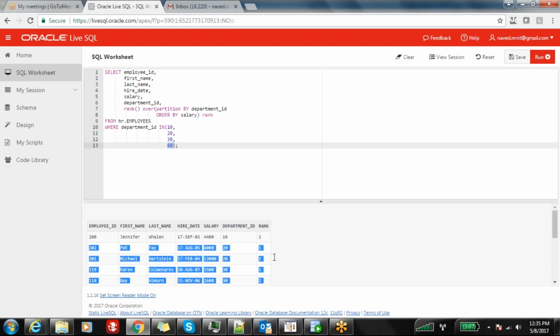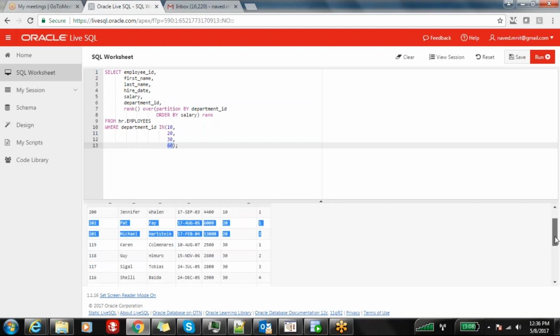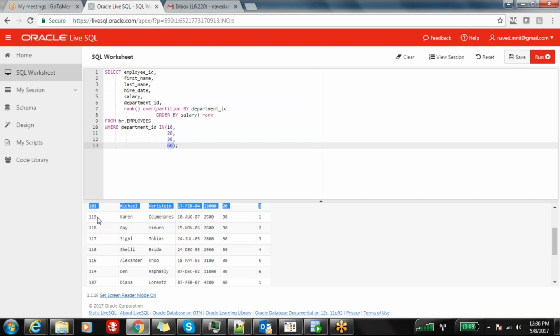Let's talk about the next partition, which has department number 20. It has two rows. First it is going to sort these two rows on the basis of salary, and then the first row will get rank 1 and the second row will get rank 2. So it is calculating the rank on the basis of salary. 6,000 is smaller than 13,000, so this row will get the first rank and the other row will get the second rank. It is basically ranking the rows on the basis of salary.